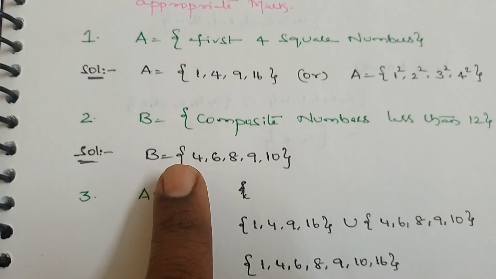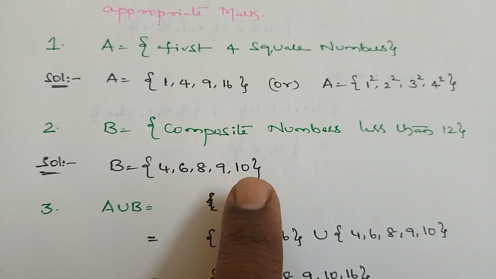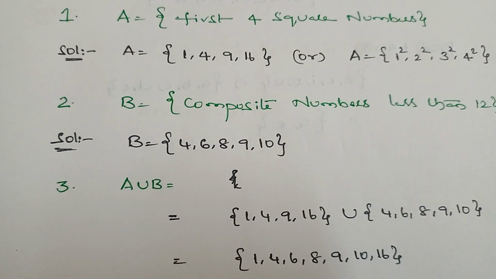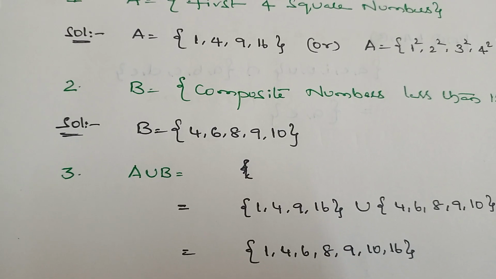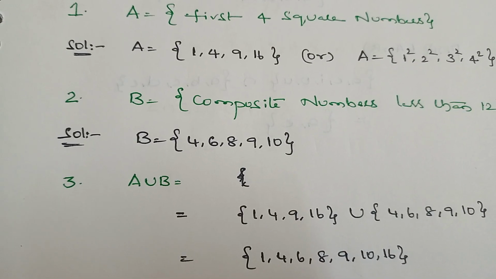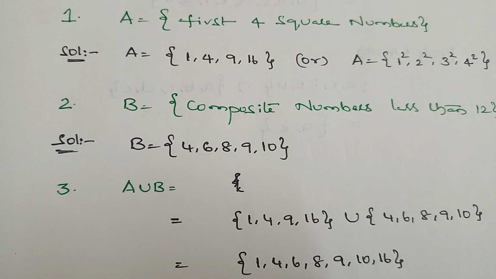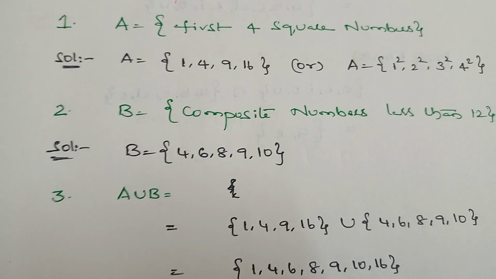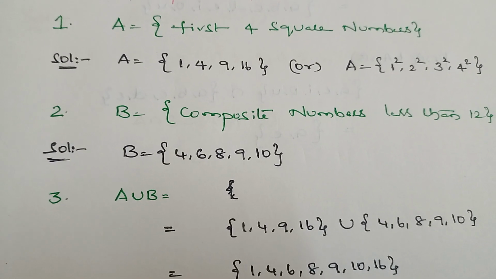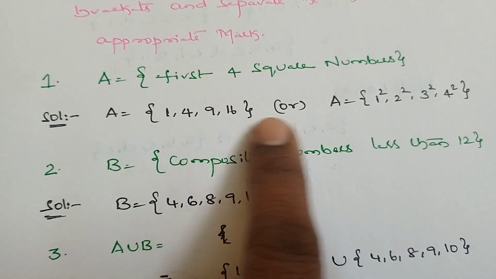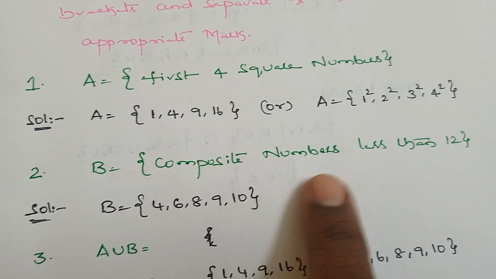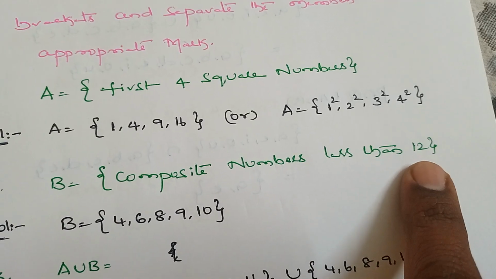Coming to second one, set B equal to composite numbers less than 12. So what are the composite numbers? The numbers which have more than 2 factors other than 1 and itself, those are common for every number. So other than those two, if we are having any factor, those are called the composite numbers. Okay, so what composite numbers exist which are less than 12, as given in this question.